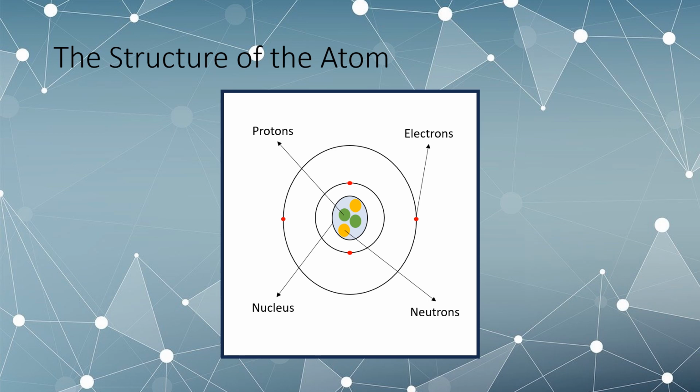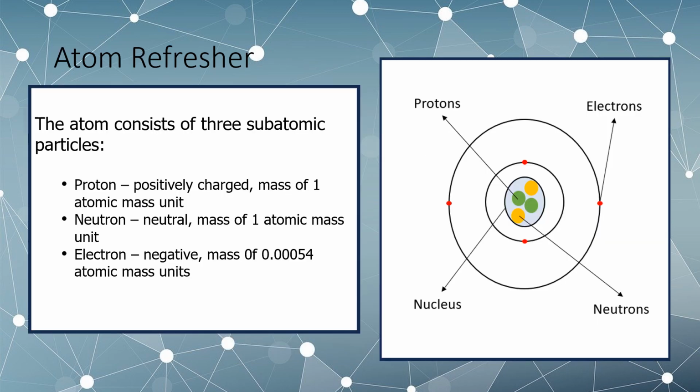So here's a picture of our atom. In the center of the atom is the nucleus, which contains the protons and the neutrons. And then around it in distinct energy levels are the electrons. Just recall that there are three subatomic particles, so those protons, neutrons, and electrons.